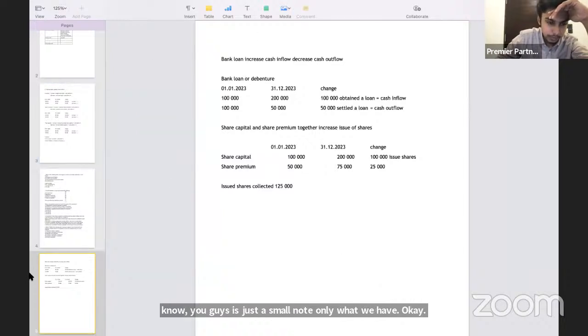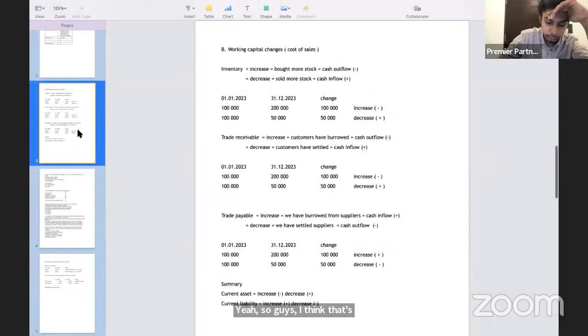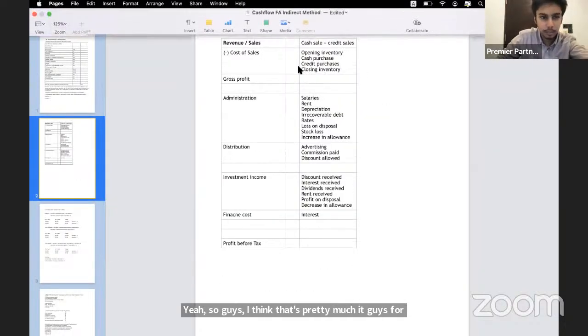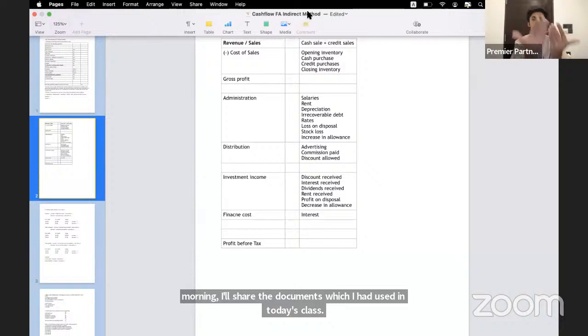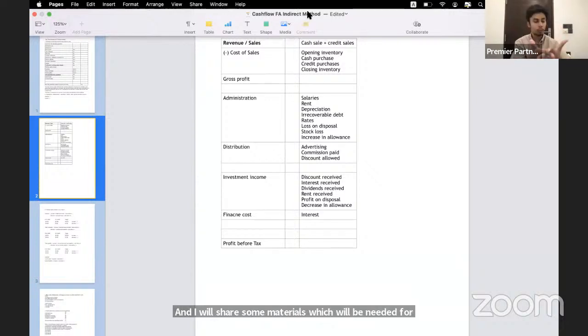So guys, I think that's pretty much it for today's session. So we have discussed some MCQs as well as we have done 2 section B questions on cash flow statement. So now, guys, after the class, maybe tomorrow morning, I'll share the documents which I used in today's class. And I will share some materials which will be needed for next Monday's class. So then we can prepare ourselves more. So guys, remember next week we are looking at consolidation. I will share my short notes with you. Start going through them. So then when I do the class, it will be easier for you.